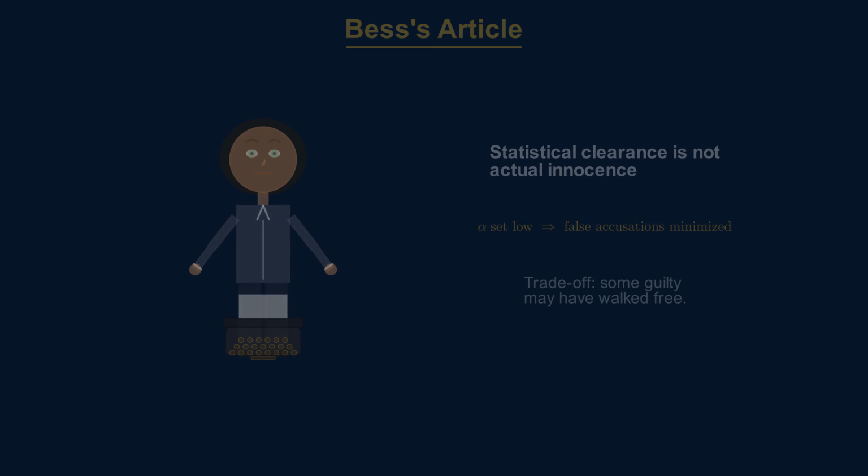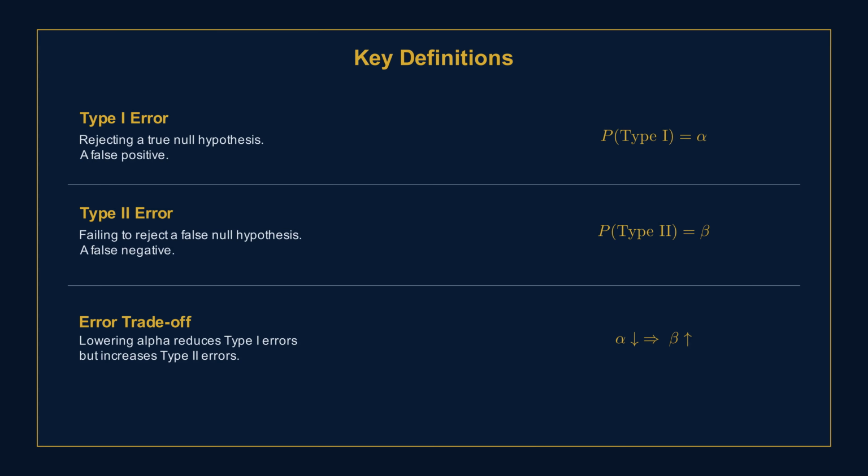So that's type 1 and type 2 errors. Every hypothesis test has exactly two ways of being wrong. A type 1 error is rejecting a true null. That's a false positive, and the probability of that happening is alpha, your significance level. A type 2 error is failing to reject a false null. That's a false negative, and its probability of happening is called beta. Lowering alpha reduces type 1 errors but drives up type 2 errors. You can't reduce both at the same time without more data. And that trade-off is exactly what we're going to cover next.